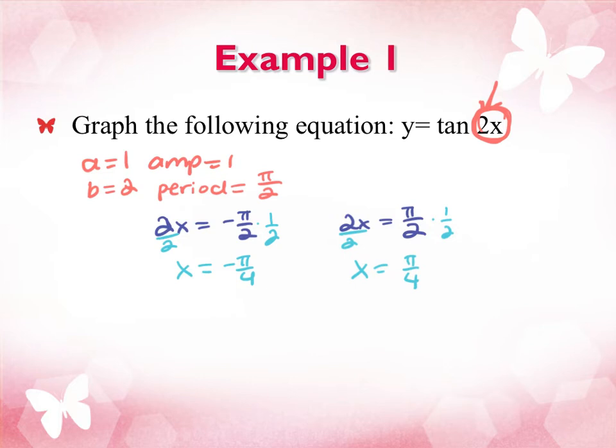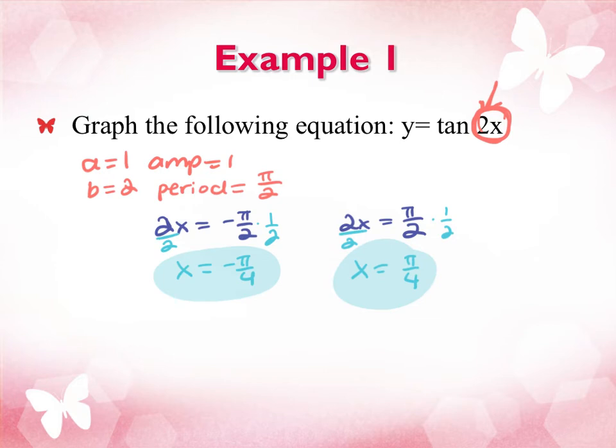Actually, let me circle the whole thing because it's an equation. So these are our middle two asymptotes. If you do it in the correct order, if you put negative pi over 2 on the left and positive pi over 2 on the right, you'll always follow this pattern. From the one on the left, we are going to subtract the period.